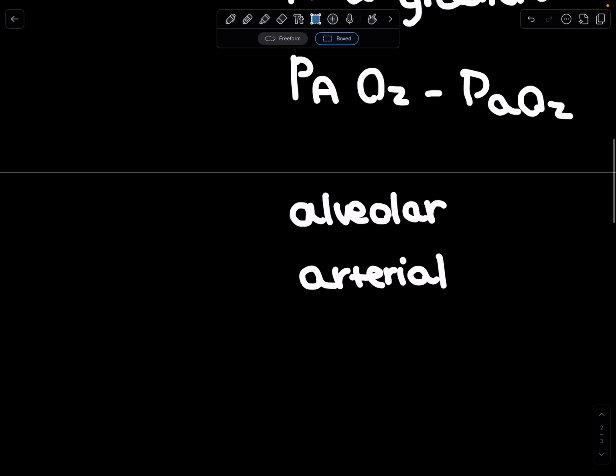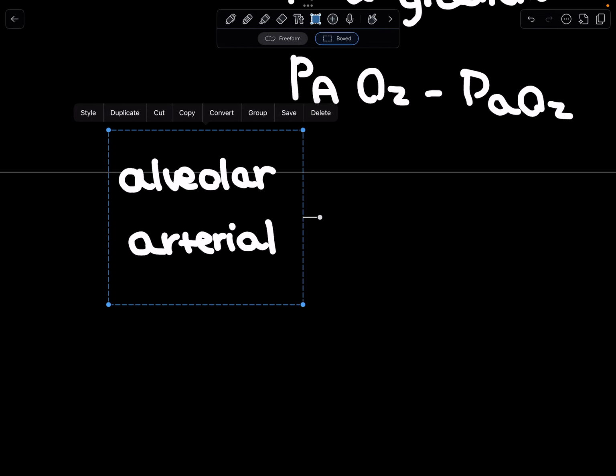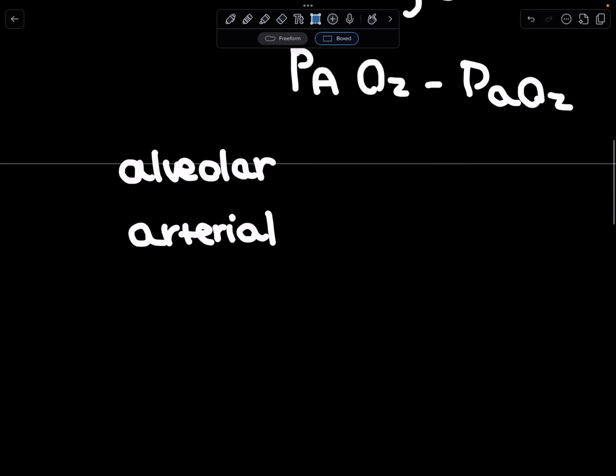And is it alveolar minus arterial or the other way around? It's alveolar minus arterial, so the AA gradient is calculated as PAO2, alveolar oxygen pressure, minus PaO2, arterial oxygen pressure.